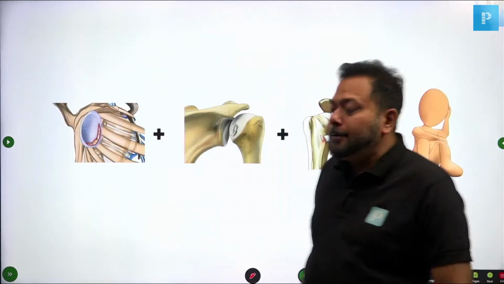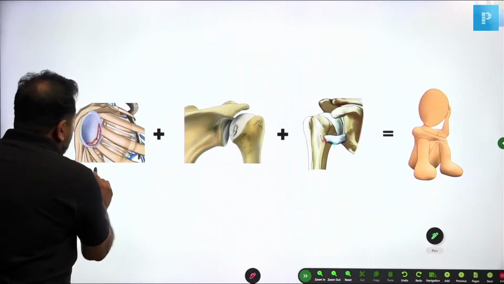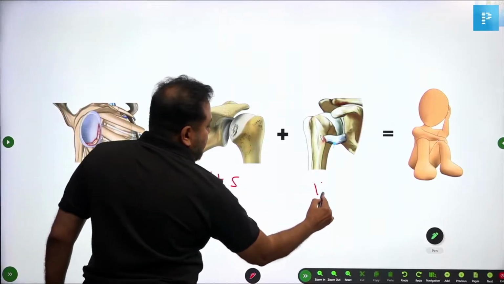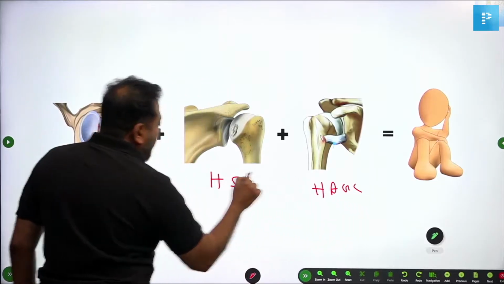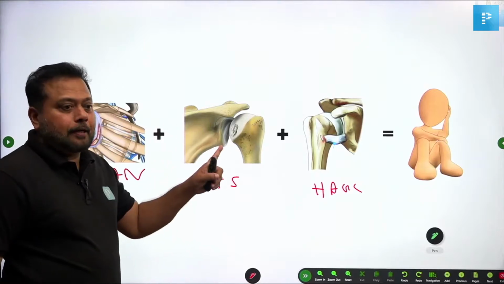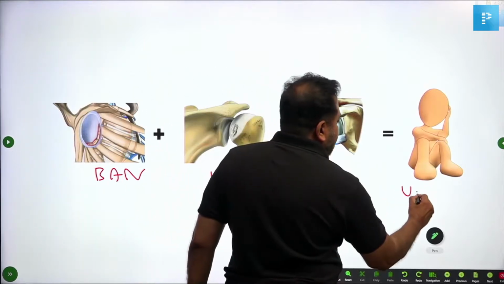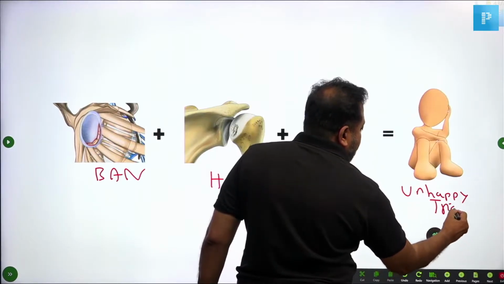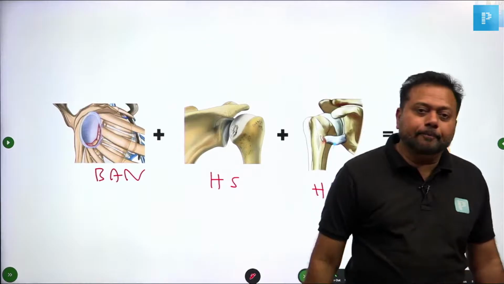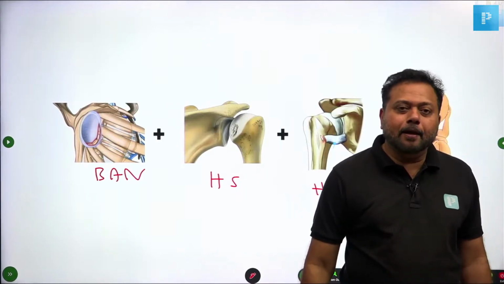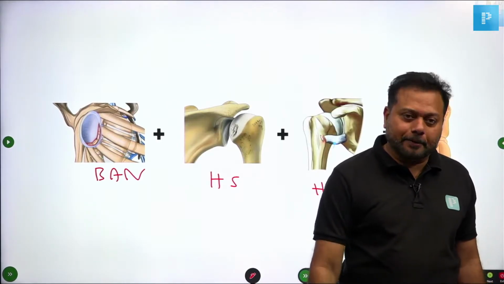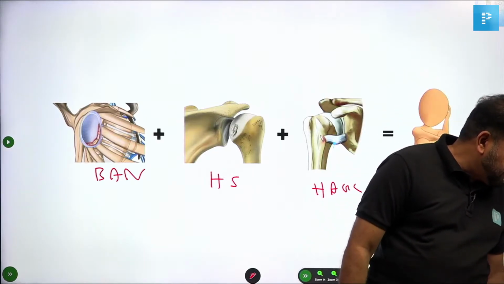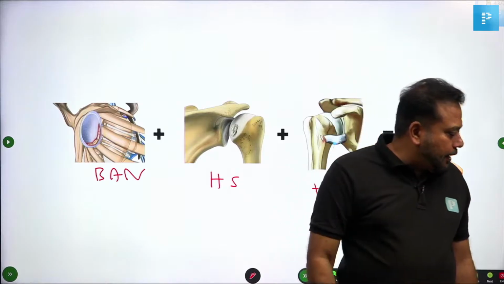In some patients, there will be a combination: this is Bankhart's lesion, this is Hill-Sachs lesion, this is humeral avulsion of glenohumeral ligament. All three in one patient. This is called unhappy triad. When more than one lesion is seen in the same shoulder at the same time, the chance of recurrent dislocation is 100%. That is why it's called unhappy triad. Terrible triad of shoulder.